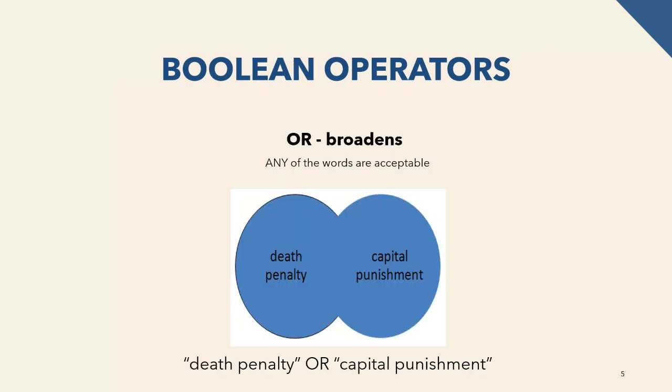We use OR to connect the synonyms we found. OR broadens. We're asking the database to find any articles that contain either of the terms listed. In this example, we want articles that talk about the death penalty, capital punishment, and both together.